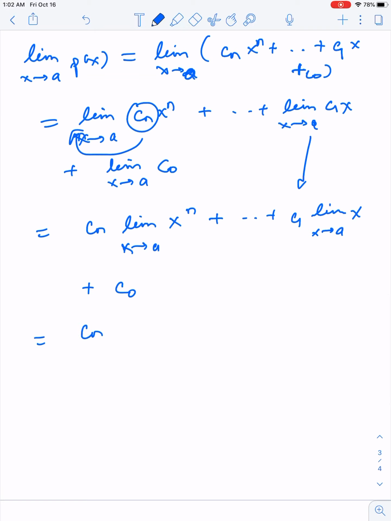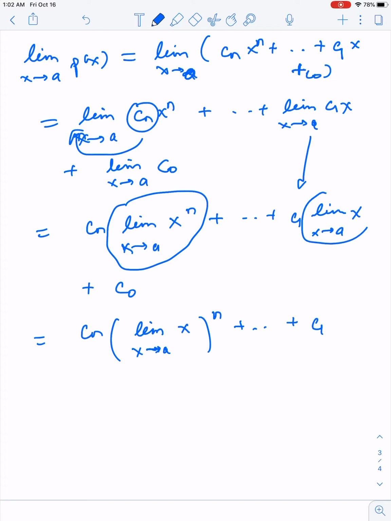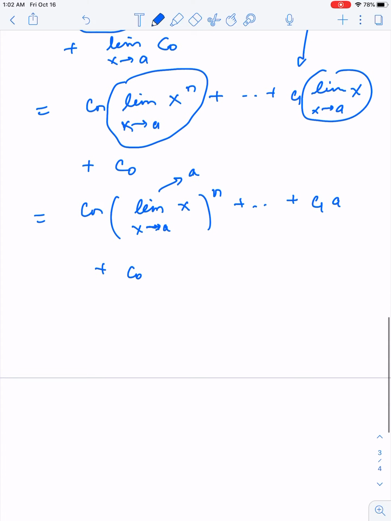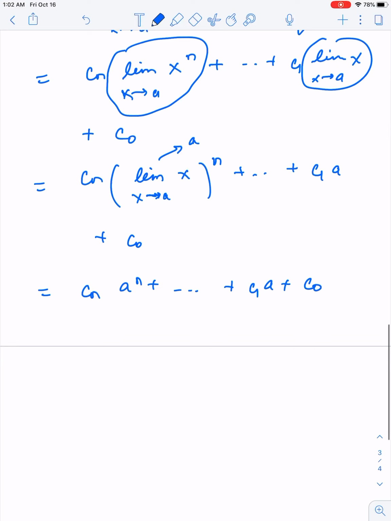And now we use the rule of power. The limit of a power is equal to the power of the limit, so it's just the limit of x, and then to the power n, plus and so on, c_1, and the limit of x as x approaches A, we easily know that it's just A, and c_0. And again, remember this one is just A, so it would be equal to c_n A^n plus and so on, plus c_1 A plus c_0, and this is exactly p(a). So we finished the proof.